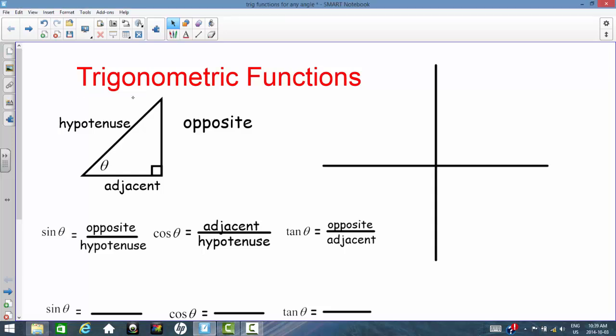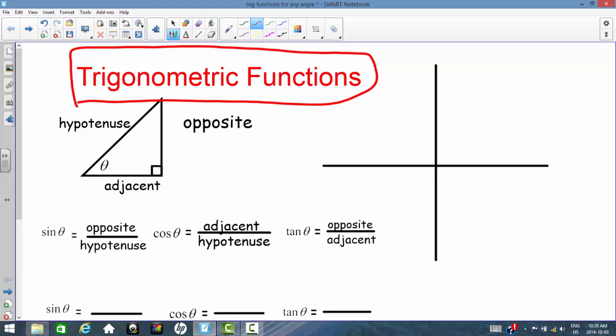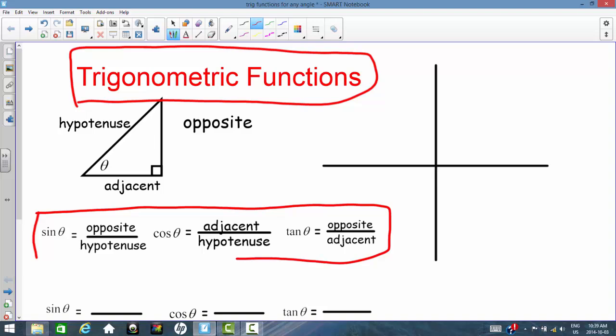Okay, we're going to talk about trigonometric functions. So we're going to talk about the basic triangle, and here are the basic trig functions that we learned last year. We reviewed these in class. So sine is opposite over hypotenuse, cos is adjacent over hypotenuse, tan is opposite over adjacent.